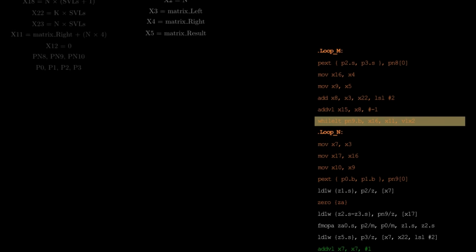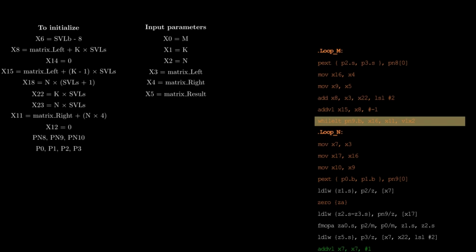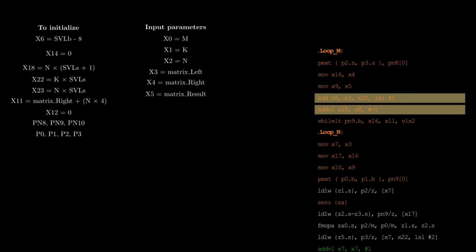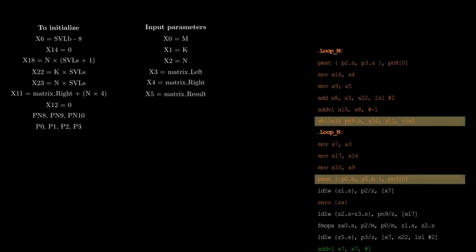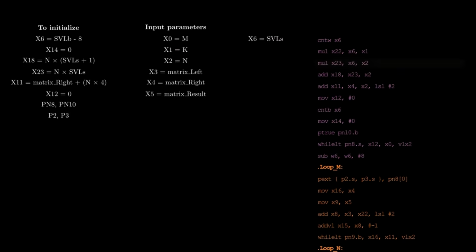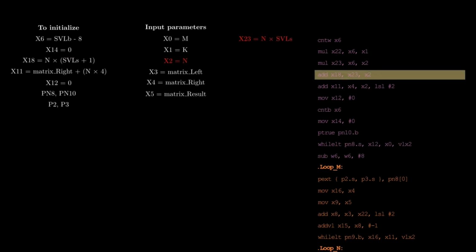Now we just need to initialise the registers that we have depended on. We don't need to worry about x8 or x15, since we have just dealt with them in the loop m code. We can remove PN9, P0 and P1 from our list, since we have already taken care of them. Let's finish the initialisation code now. First we set a temporary register to SVLS. Now we initialise x22 to be k times SVLS, and x23 to n times SVLS. Now we can set x18 to n times SVLS plus 1.